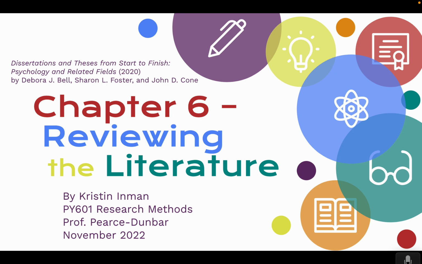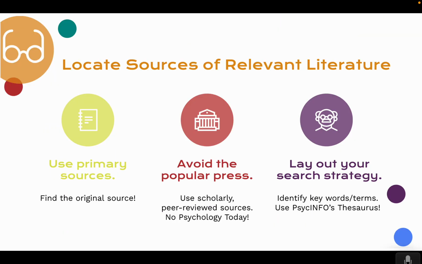Okay, this presentation is for Chapter 6 from the Bell, Foster, and Cone book, Dissertations and Theses from Start to Finish. This is Reviewing the Literature, or doing your literature review. The first step in conducting your literature review is to find relevant sources of literature. Appropriate sources include journal articles, books, book chapters, conference papers, theses, and dissertations, just to name a few.